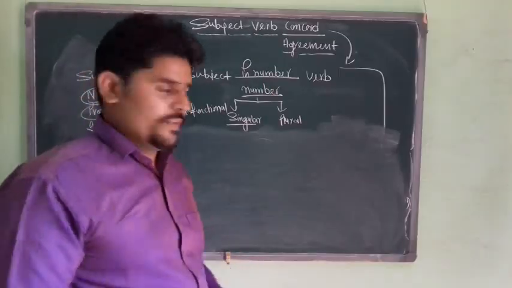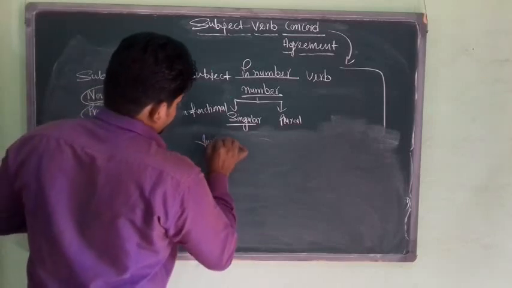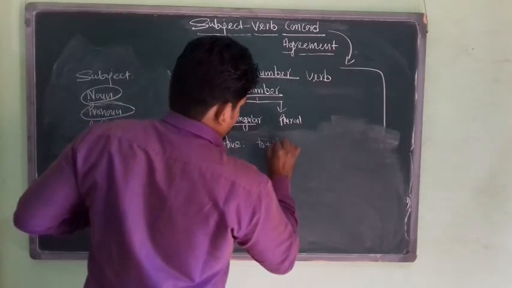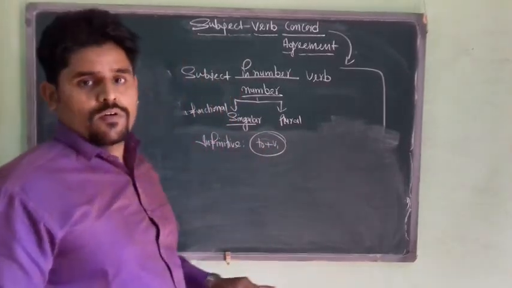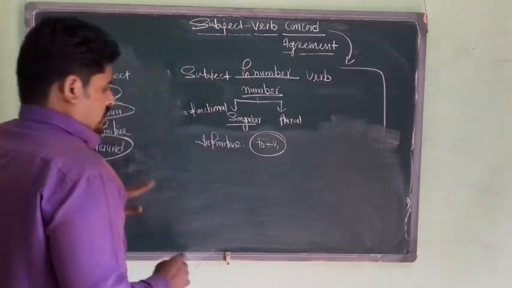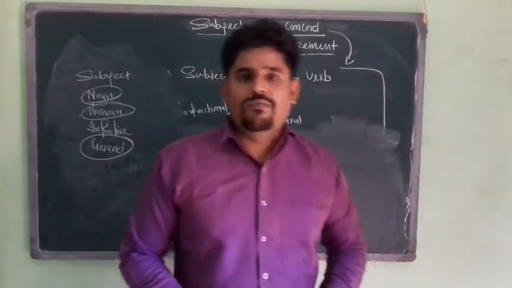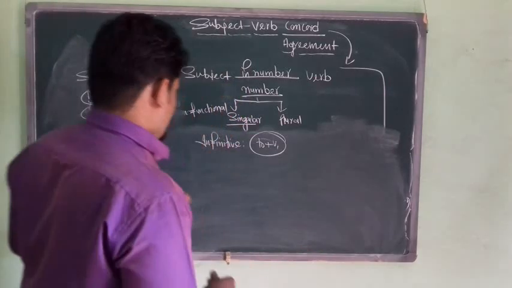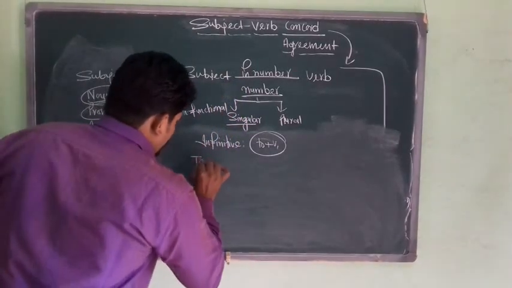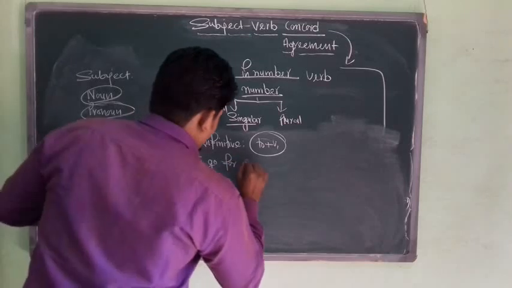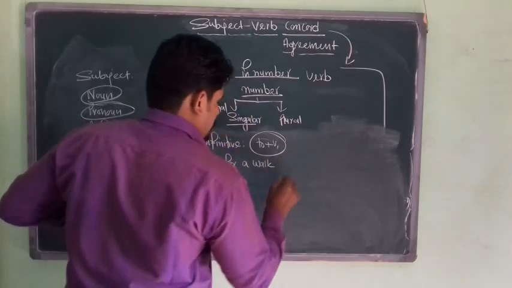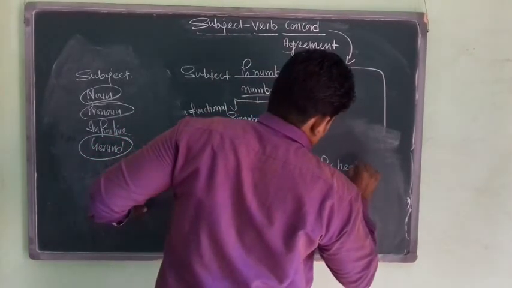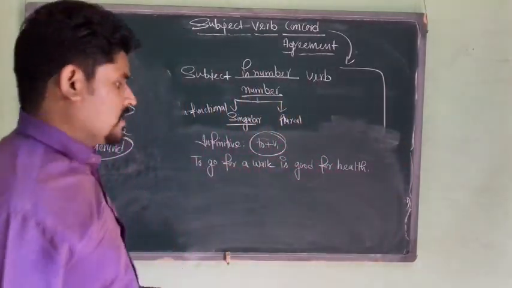Let us now move on to infinitive. What is infinitive? The combination to plus first form of the verb is called infinitive. Students, when the infinitive form of a verb is used as a subject, it always takes a singular verb. Let us see. To go for a walk is good for health.